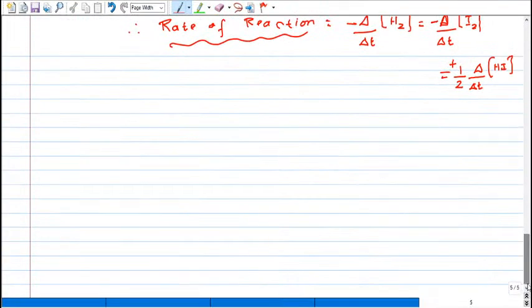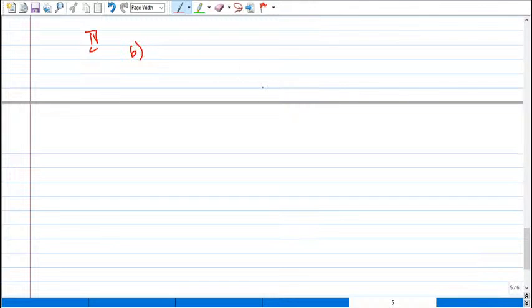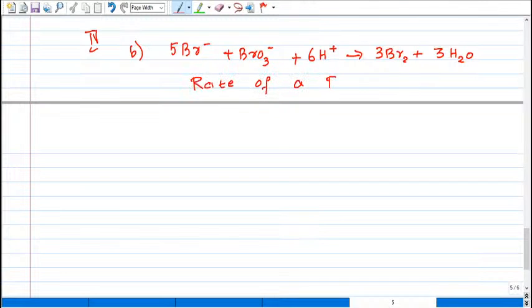Can you write one more equation? Part number 5, I am going under part number 4 for the B. A is already written. Can you write the rate of reaction for this? 5Br minus, you can take this down, plus BrO3 minus, plus 6H plus, gives 3Br2, plus 3H2O. The question asked, they may ask even in 1 mark, is the rate of a reaction.